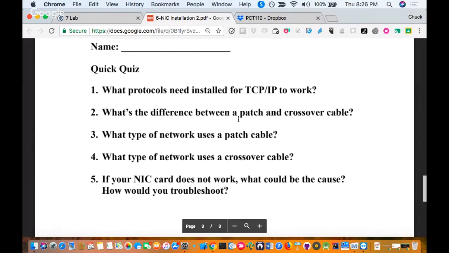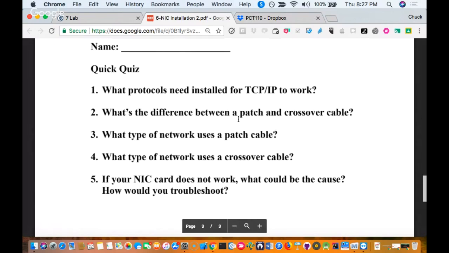Now, what type of network? And I already gave you the answer on that. What kind of network uses a patch cable? Anybody? Got an answer? Regular network, could be a star, wired, bus, whatever. Crossover cable, if you were listening, is peer-to-peer. There you go.